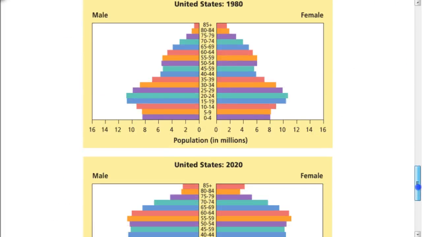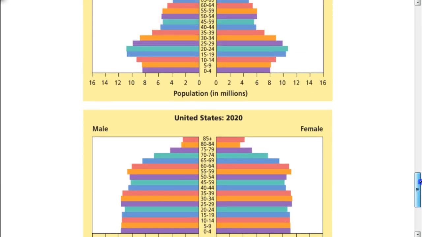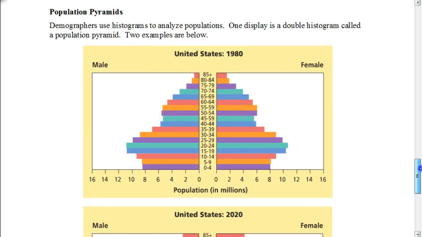So make sure you understand what it means to have data that's skewed. Let's end by looking at these last 2 histograms. So let's look at what's going on here. This is what we call population pyramids.